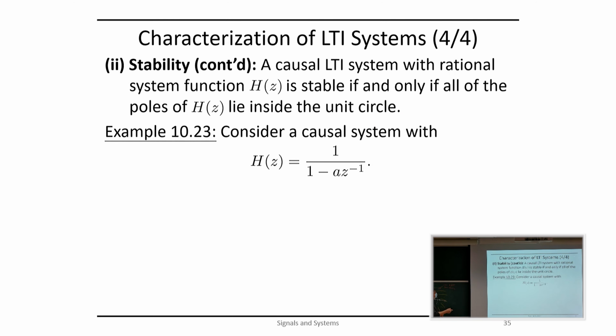A causal linear time invariant system with rational function is stable if and only if all of the poles lie inside the unit circle.